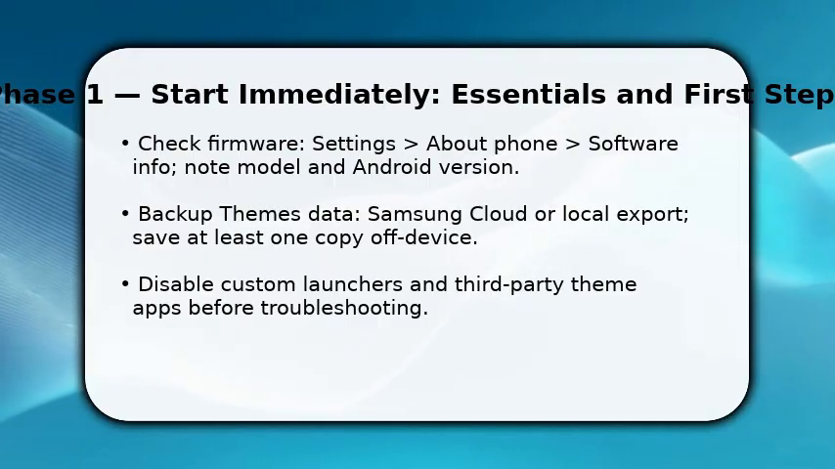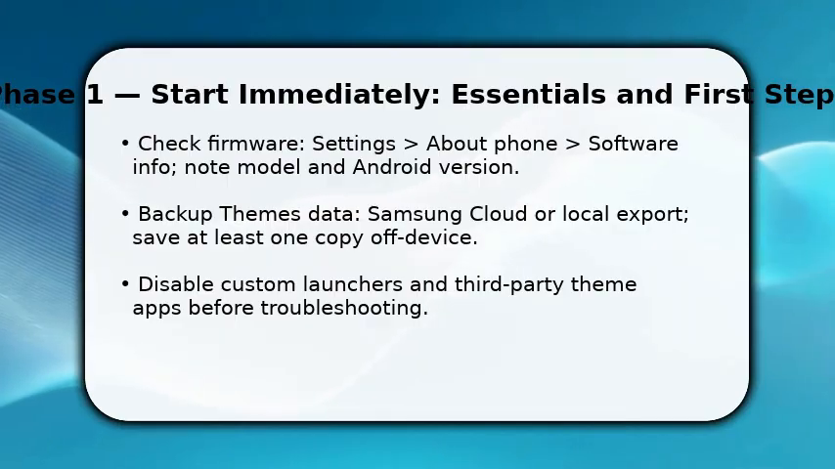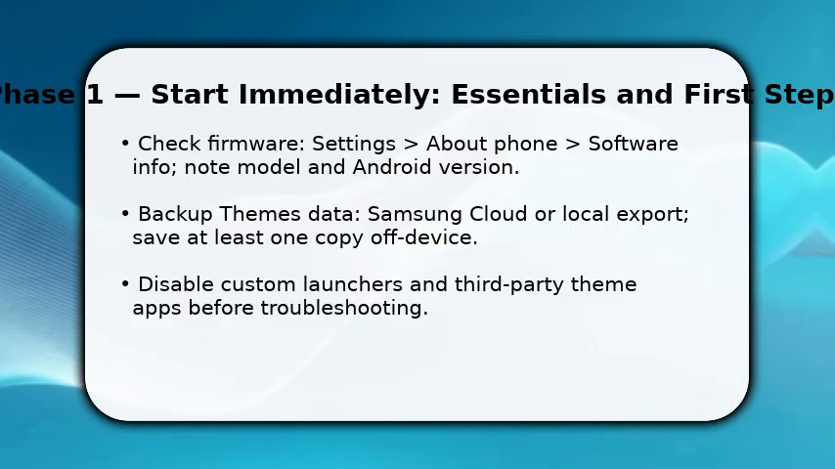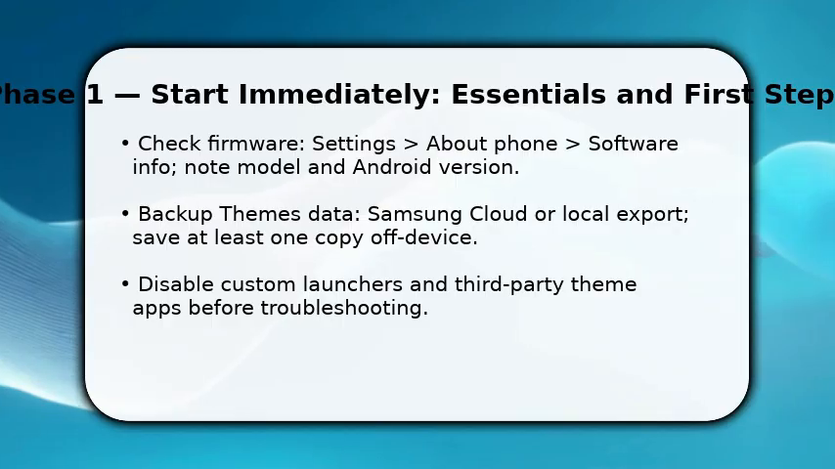You begin by confirming prerequisites and taking quick actions now. First, check firmware and model in settings because mismatched packages cause failures. Once done, backup themes data to Samsung Cloud or a local file. This prevents data loss when you reset.